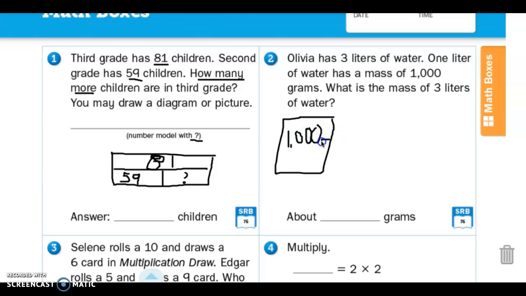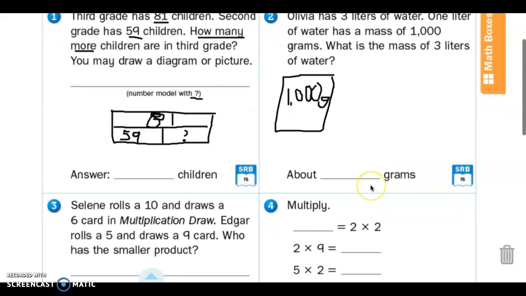Why would I put a G? Because our abbreviation for grams is just the G. So here's 1 liter of water. That's 1,000 grams. But you have 3. How are you going to figure that out? Draw your picture. Write your answer.